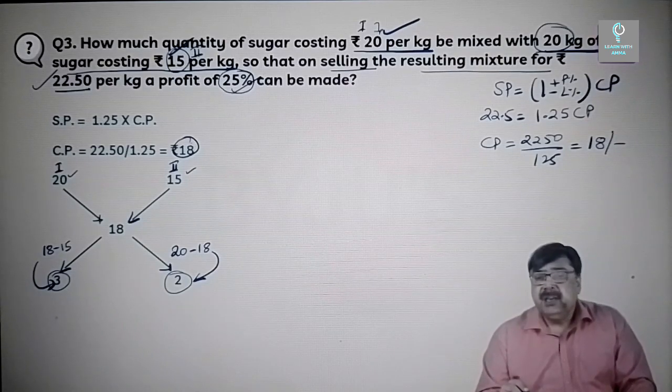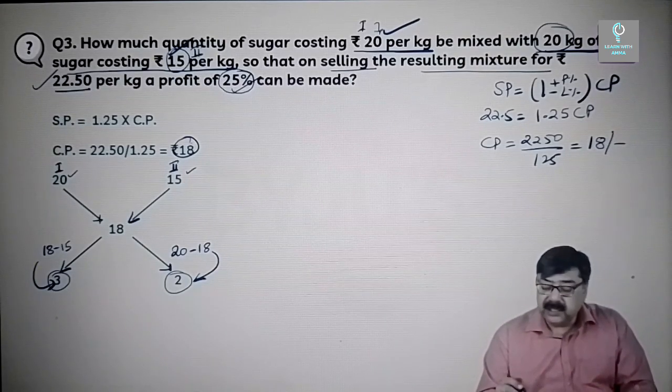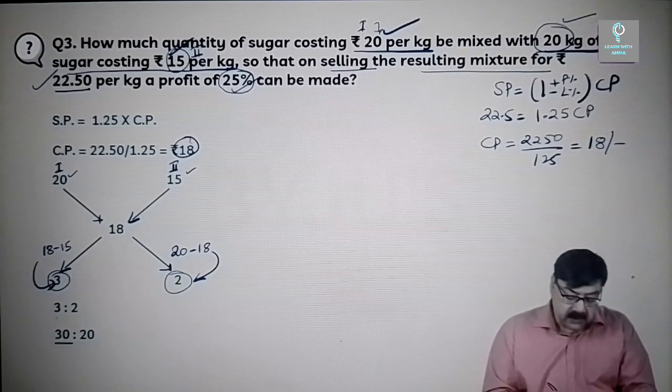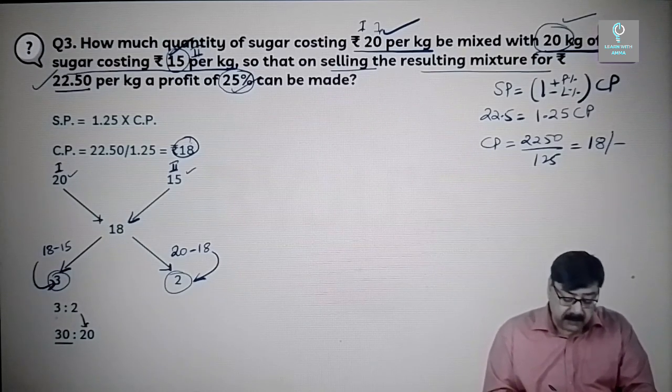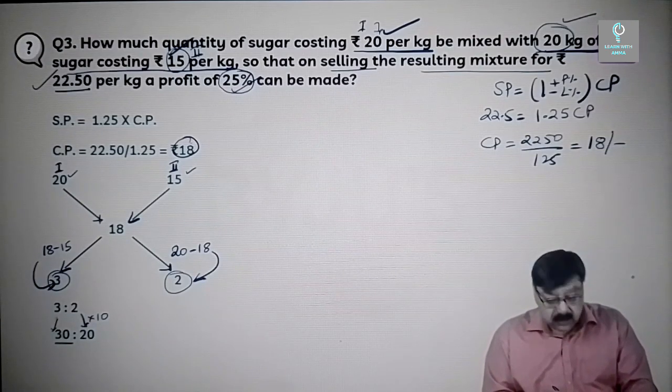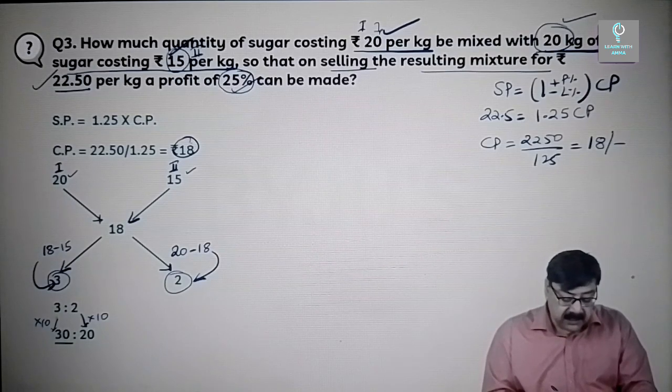But the quantity of type 2 sugar is already given to us as 20 kgs. So we know 2 ratio points correspond to 20 kg. So the multiplier here shall be 10. So similarly, ratio point 3 also shall be multiplied with 10 to give us 30 kgs as the answer.